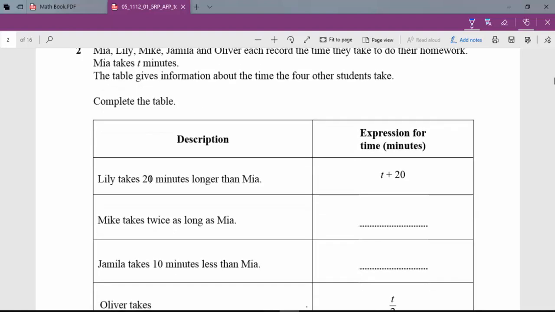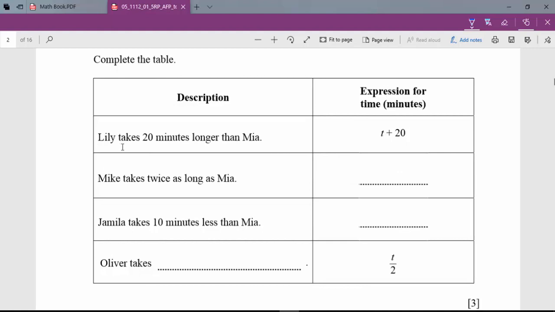Complete the table. Lily takes 20 minutes longer than Maya, so it's t plus 20. Mike takes twice as long as Maya, so Mike takes 2t because twice as big. And Jamila takes 10 minutes less than Maya, so it will be t minus 10. And Oliver takes t over 2, half as long as Maya. Done.